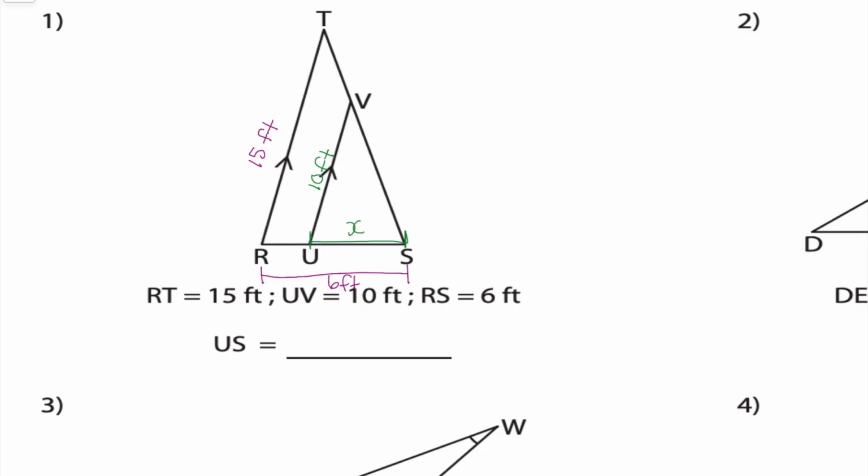Okay, so the green is one triangle and the pink purple is another triangle. And so I'm going to write out our proportion. I have 10 over 15 is going to be the same as x over 6. So I get 15x equals 60, x equals 4, and it's feet.